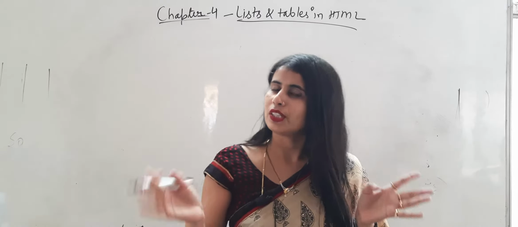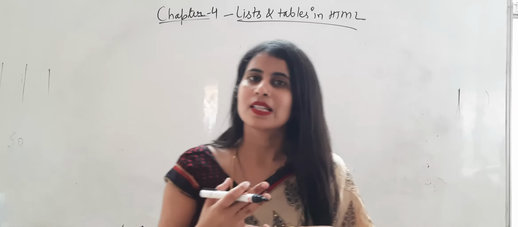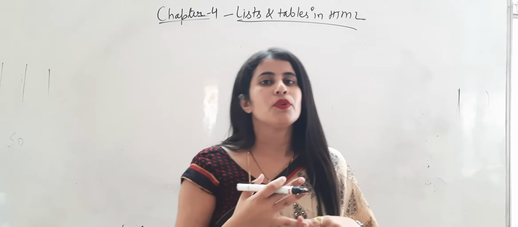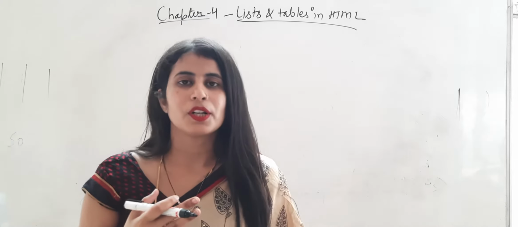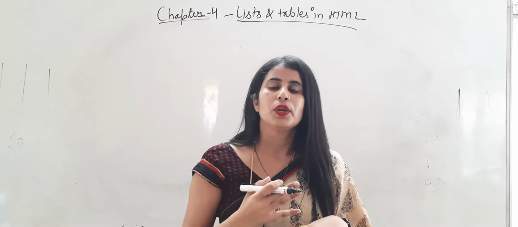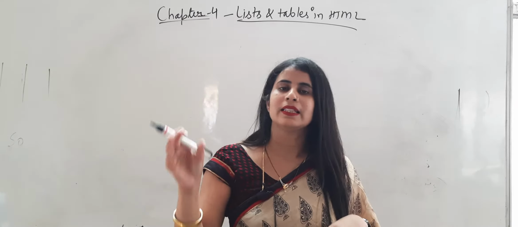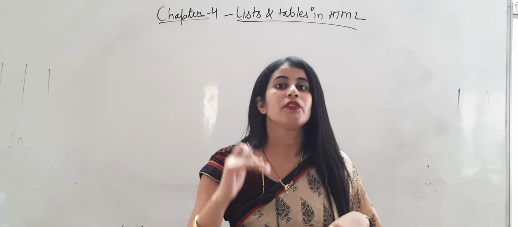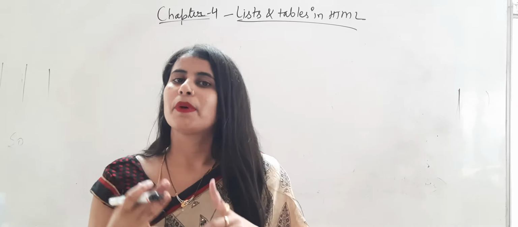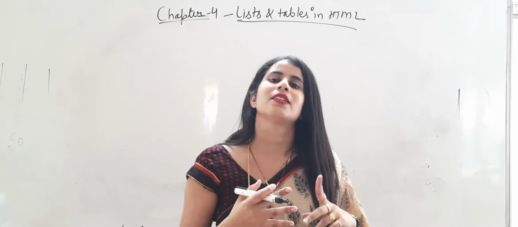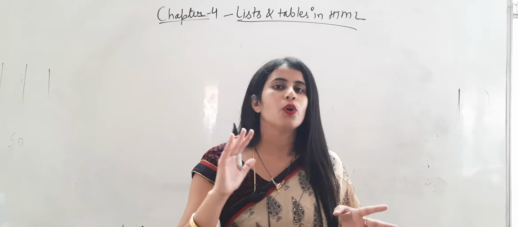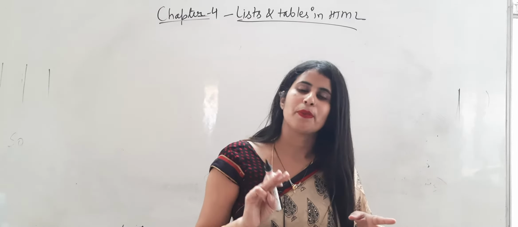So lists are of 3 types: ordered list, unordered list and definition list. In ordered list we use the OL tag to create it. In ordered list we use the li tag to define the list item. And we can create the ordered list in 5 ways: uppercase letters, lowercase letters, numbers, uppercase Roman numerals and lowercase Roman numerals. And all ordered lists have 2 attributes: type and start.